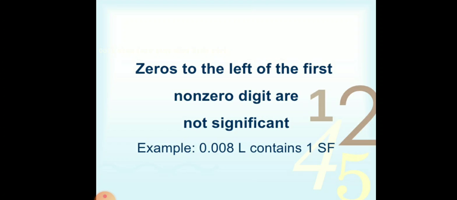For example, we have the value 0.0023. Now tell me how many significant figures it has? It has 2 significant figures, isn't it?